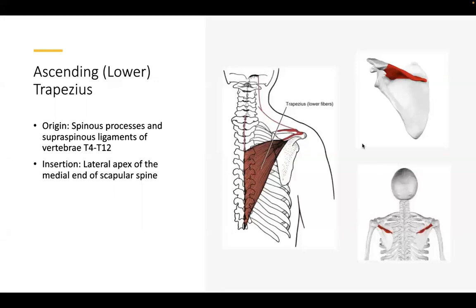All right, up next is the ascending lower trapezius. The origin for this is the spinous process and supraspinous ligaments of the vertebrae T4 to T12, and its insertion is going to be the lateral apex of the medial end of the scapular spine.